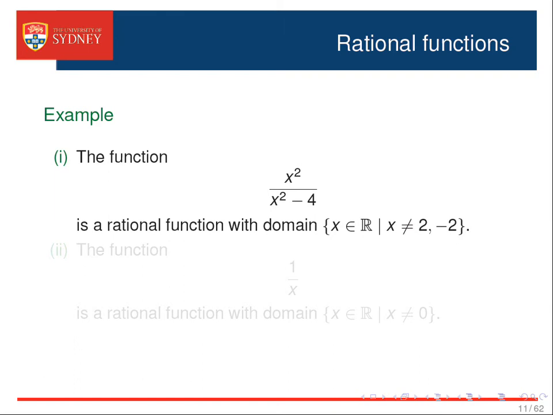Let's see some examples of what rational functions can look like. The function x squared over x squared minus 4 is a rational function. Both the top and the bottom of this fraction are polynomials. Its domain is all real numbers except 2 and minus 2, as these both make the bottom 0. This function, which you've seen before, is also a rational function. The top is the particularly simple polynomial the number 1, and the bottom is the particularly simple polynomial x. Its domain is all real numbers except 0.